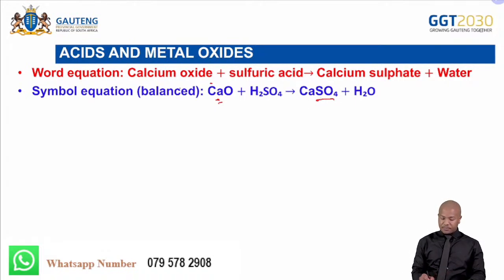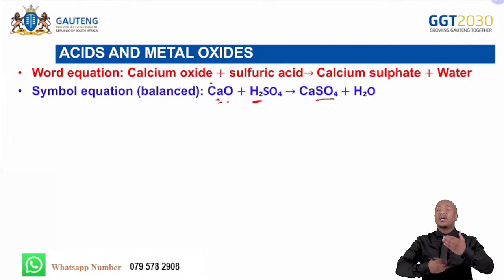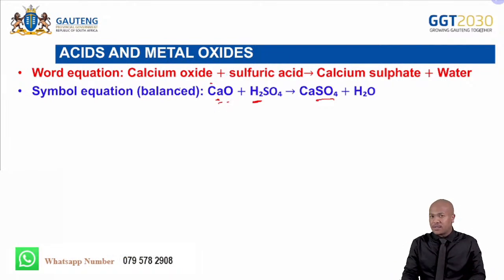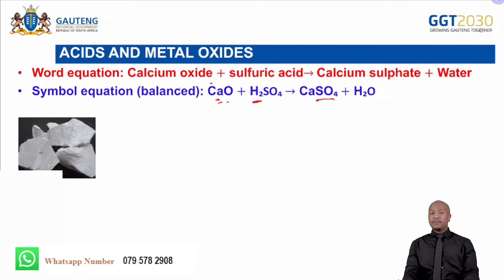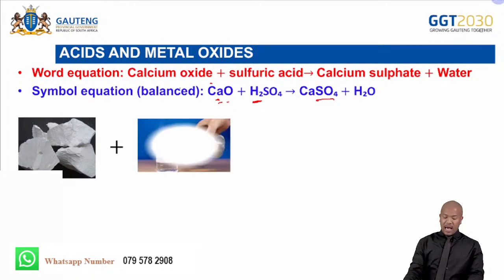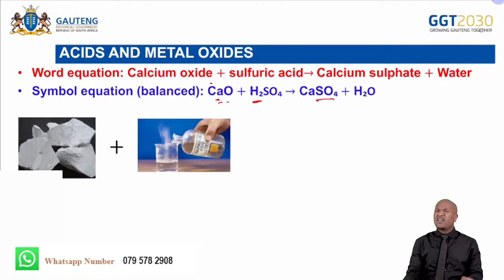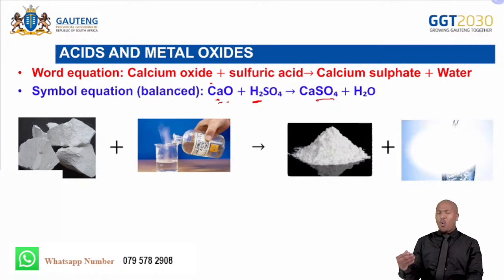Are we together? Hydrogen, which was with the sulfate, is now with the oxygen, which was initially found with the calcium oxide on the reactants. Are we together? Here is a picture again. Calcium oxide, which is our chalk, plus sulphuric acid, which is a very strong acid. They react together to form a crystal-like salt, which is calcium sulfate, plus water.